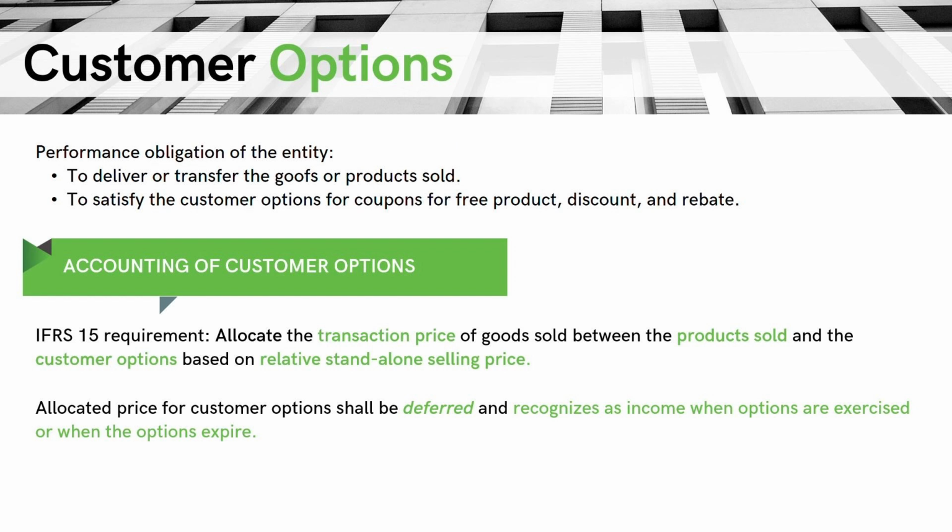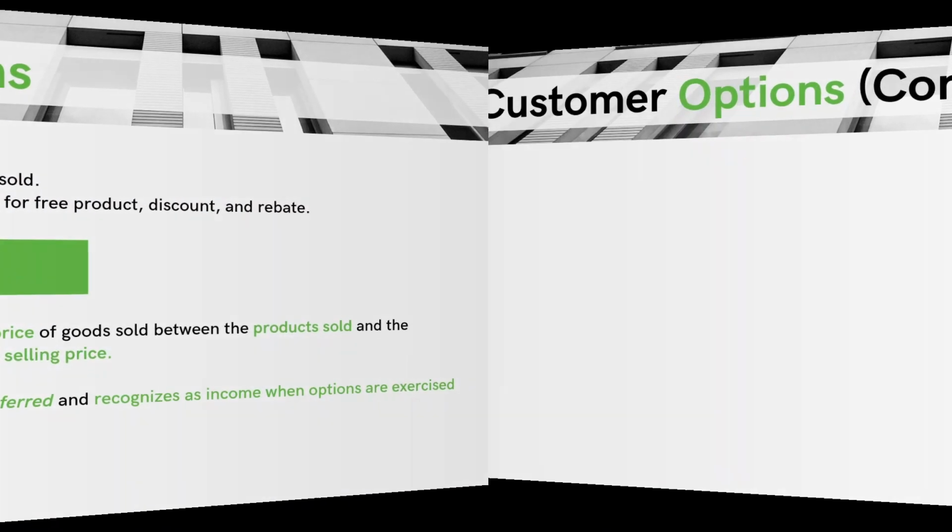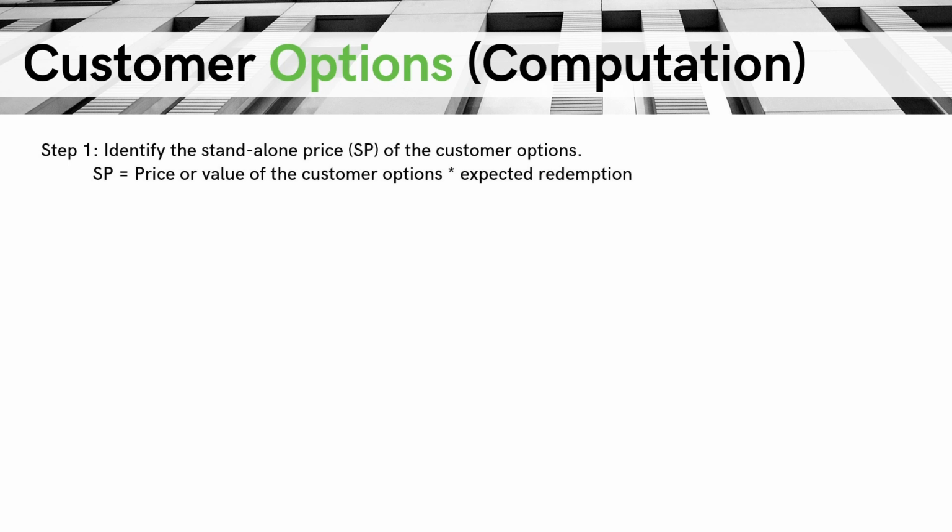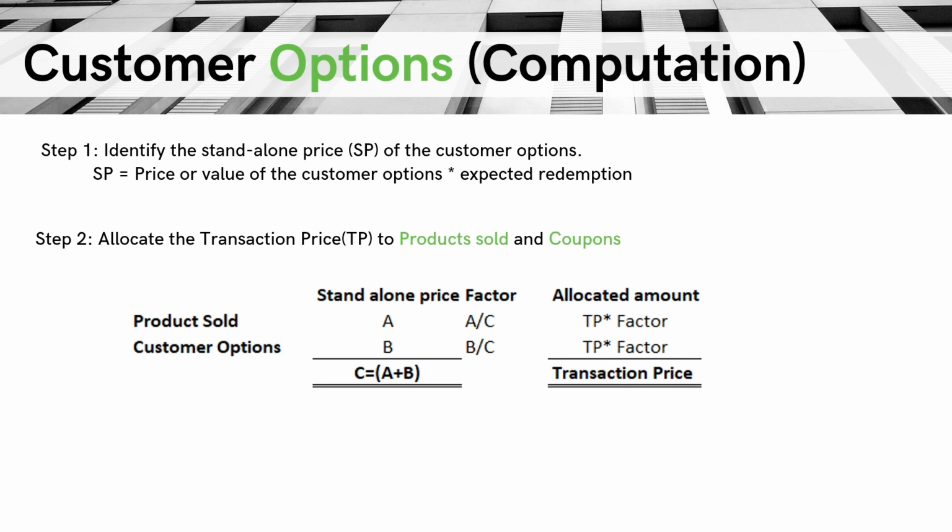Okay? The allocated price for customer options shall be deferred and recognized as income when the options are exercised or when the options expire. So, for the computation, step 1 is to identify the standalone price. This is the price or the value of the customer option times sa expected nga redemption nimo, which is more likely provided already sa problems. Okay. Step 2, allocate the transaction price to products sold and coupons, as required by IFRS 15.